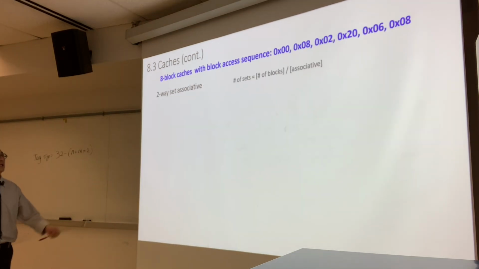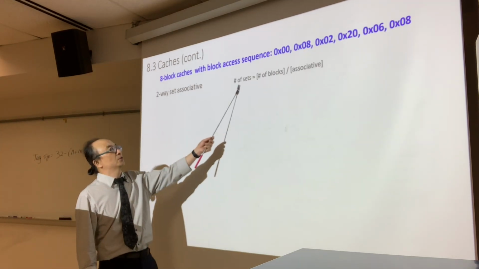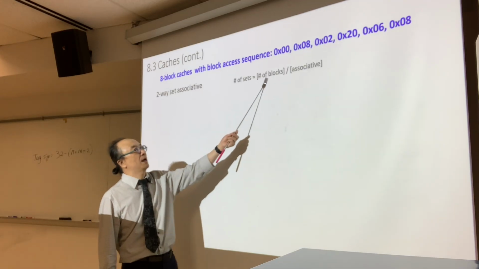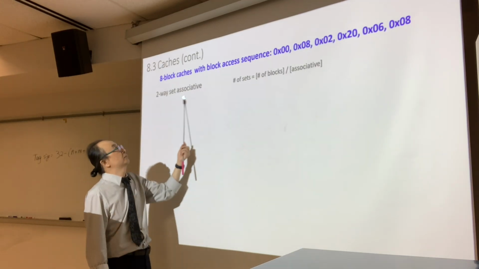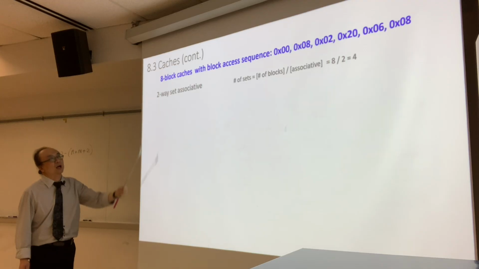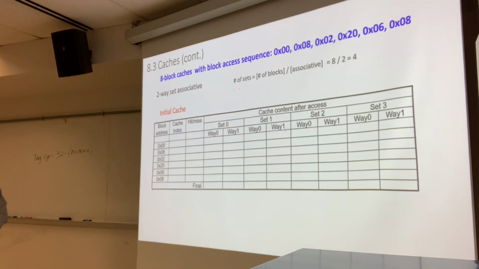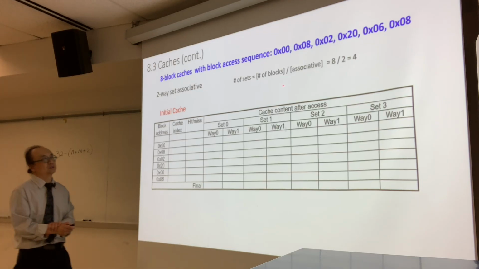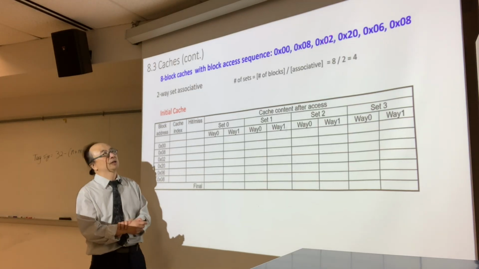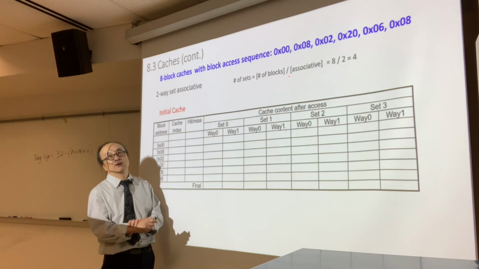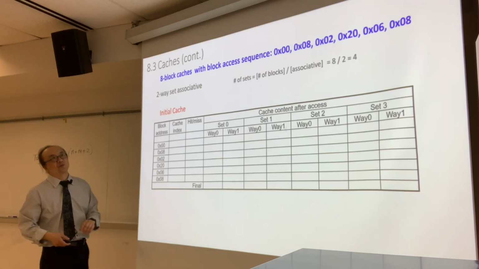Now, two-way set associative. The total number of sets is the number of blocks divided by the associativity. So this time, 8 divided by 2, which is 4. Copy this down: total number of sets equals the number of blocks divided by associativity. Make sure you copy this down, and you need that for your final exam.